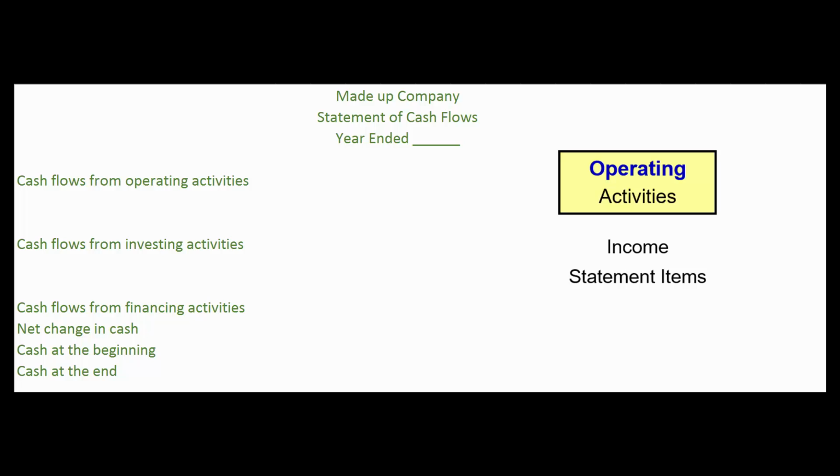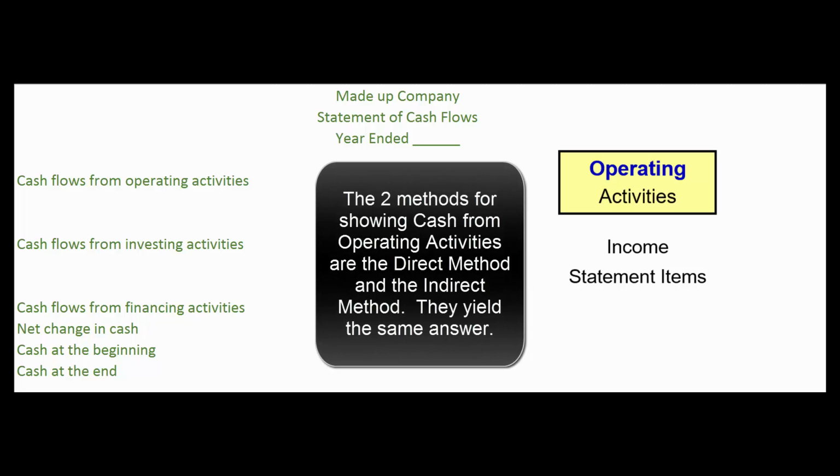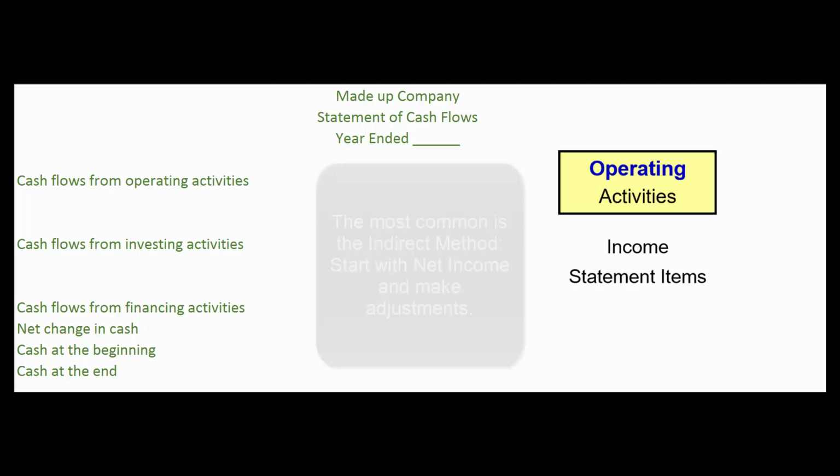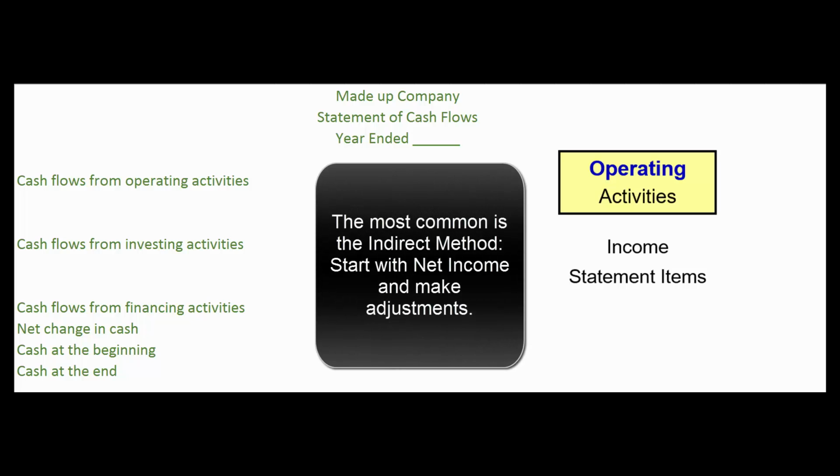Okay, so what do we mean by operating activities? Operating activities are our income statement items. And there's two different ways to fill out this section of the statement of cash flows. The direct method, which says we got this much cash in from our customers, we paid this much cash out to our suppliers and employees, so we netted this much cash from operations. But the way that 95% of the companies do it is the indirect method. They start with net income and they work backwards. And that's what we'll use in this class.